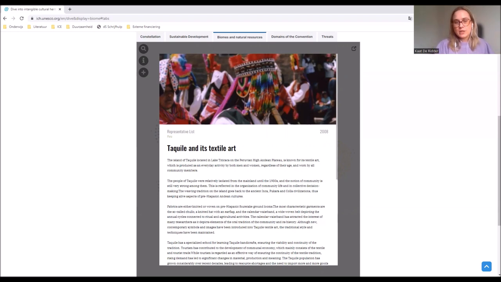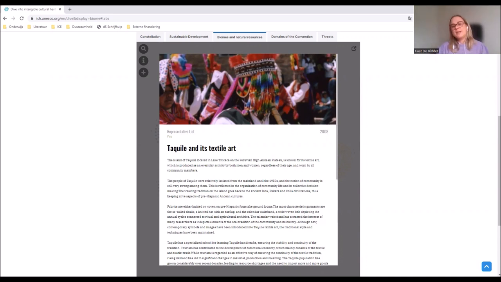Takile has a specialized school for learning the handicrafts, which is, of course, very good when it comes to the viability and the continuity of this tradition. And tourism has contributed to the development of the local economy. The local economy is mainly dependent on textile and tourist trades. And of course, tourism is regarded as an effective way of ensuring that continuity of the tradition.